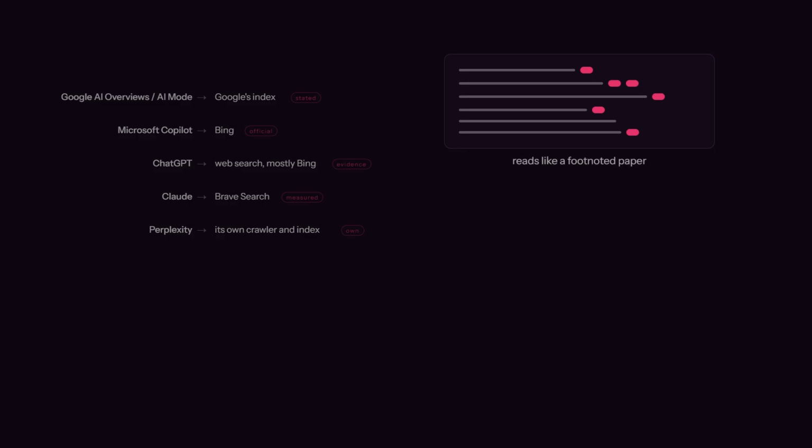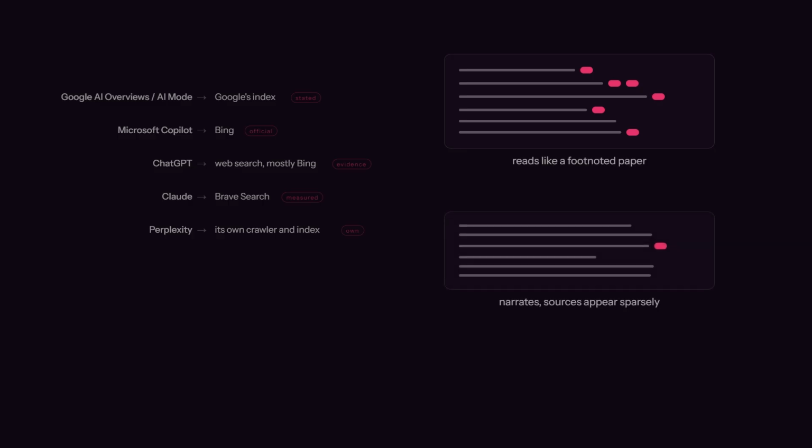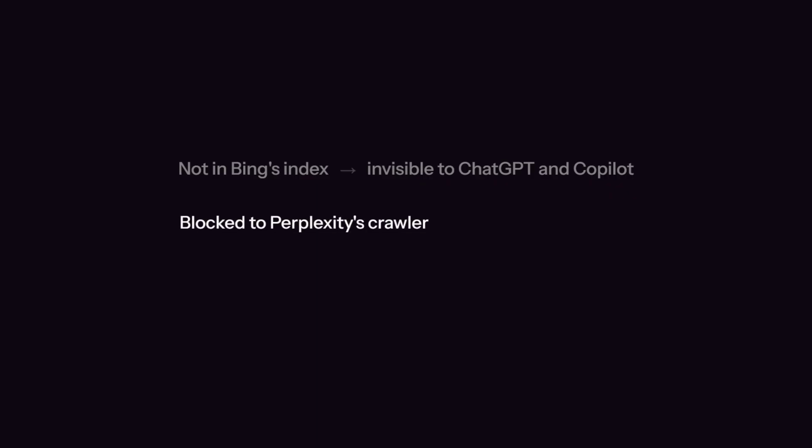And they give credit differently too. Perplexity reads like a footnoted paper, with citations on nearly every sentence. ChatGPT narrates. Sources appear sparsely. One study measured the spread, 33 citations per answer on one platform, 1.5 on another. Put the map together and you get a chain of absolute failures. If you're not in Bing's index, you're invisible to ChatGPT and Copilot, whatever your Google rank. If you're blocked by Perplexity's crawler, then you don't exist on Perplexity. And none of these failures show up as a warning. You simply never appear.